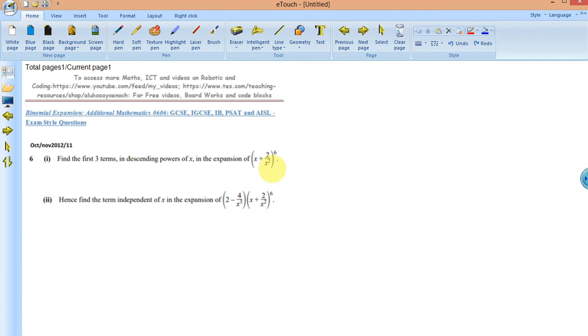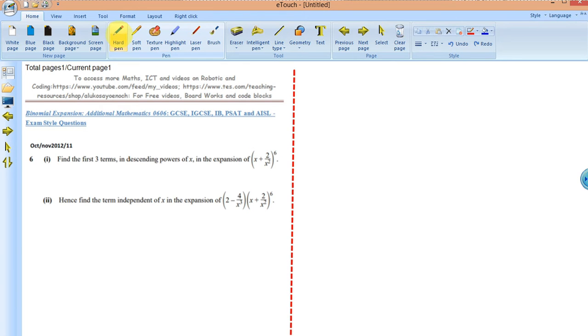Okay, let's get started with the first question. This question says in the descending power of x, meaning that if the first one here is x to the power 6, then it goes to 5, 4, 3, 2, like that. So it's the conventional expansion form, no problem about that. I think we should just go ahead and do what we've learned so far.